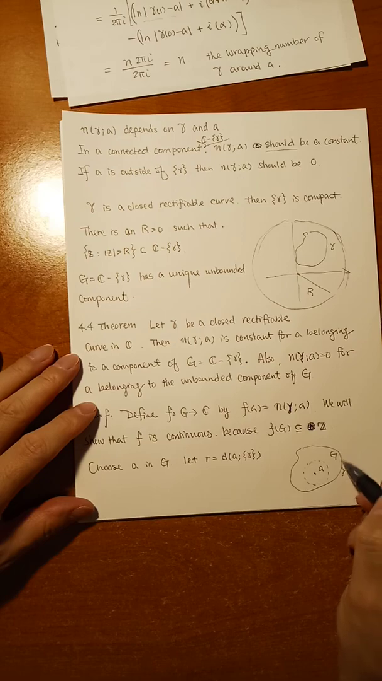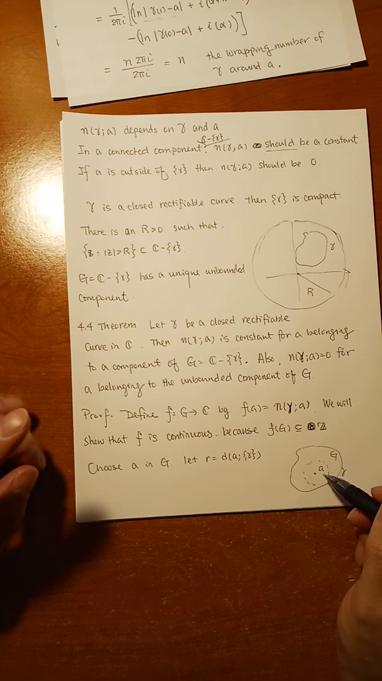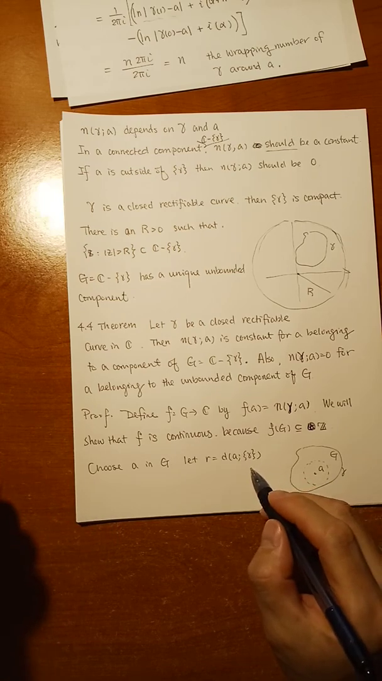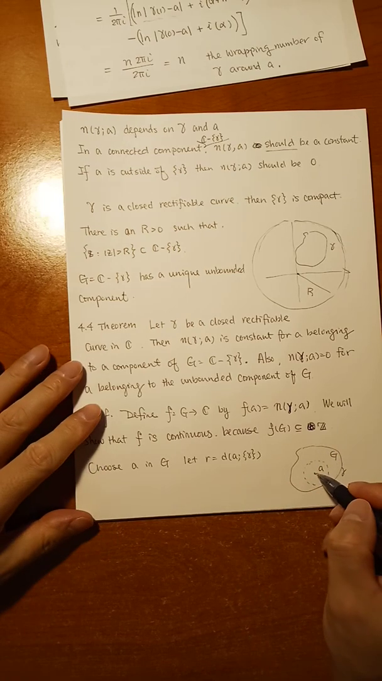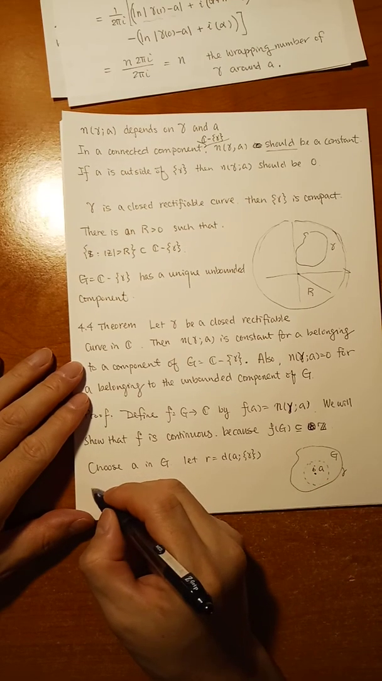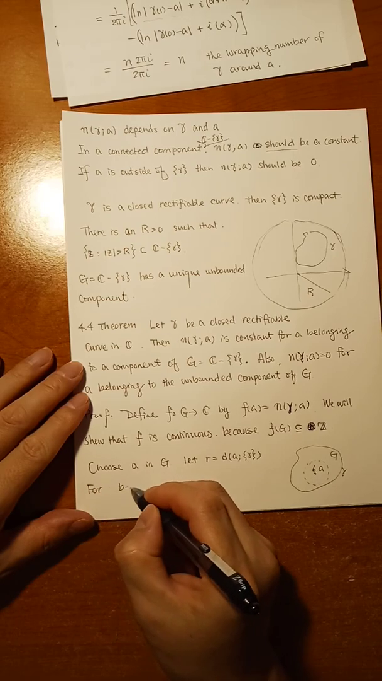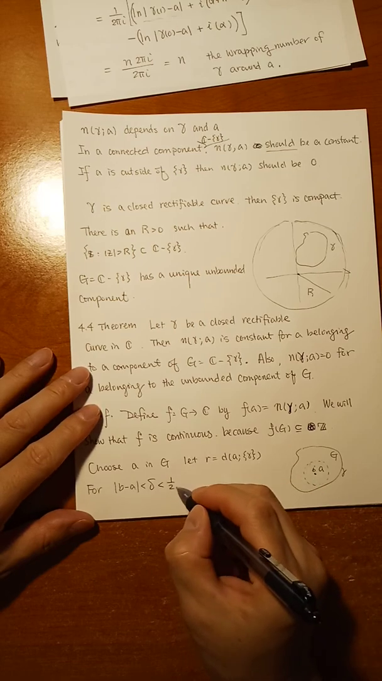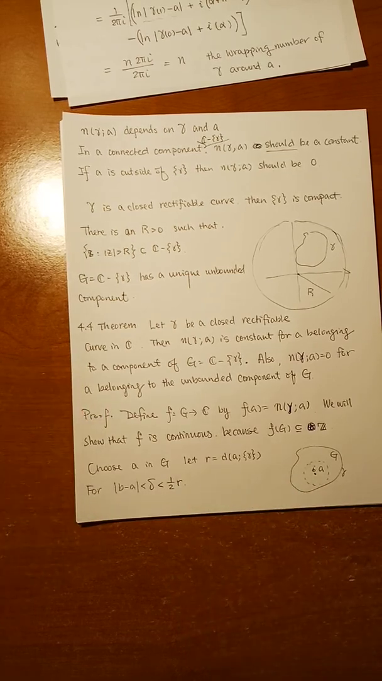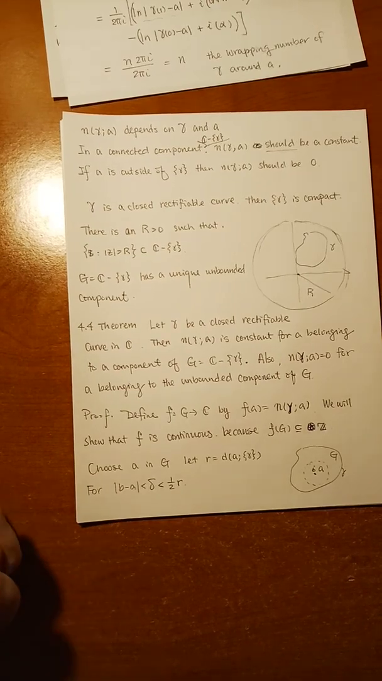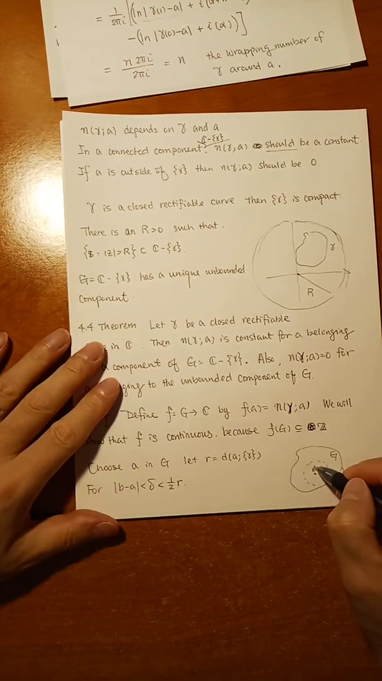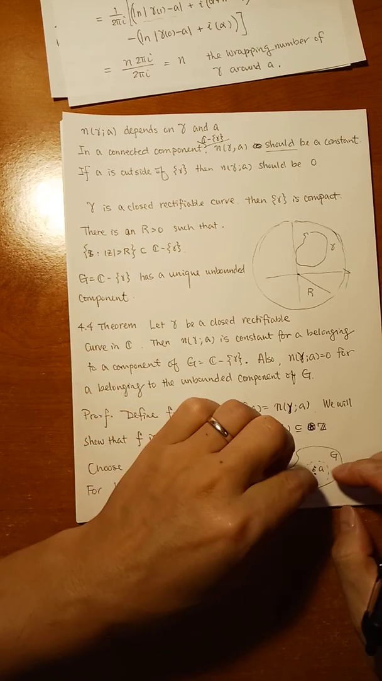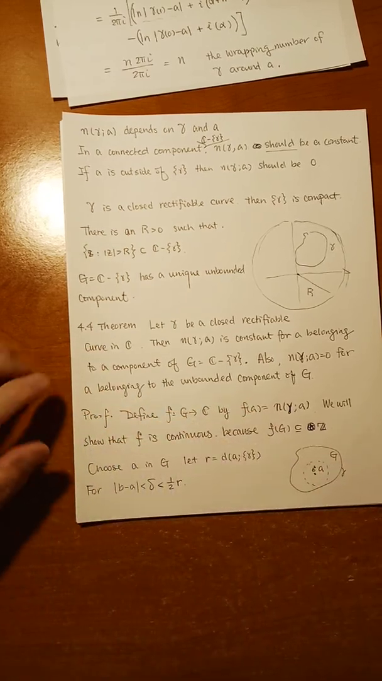Okay, so this boundary is a part of gamma. I'm not saying it's the whole gamma, it's a part of gamma. All right, so this is R. Here at A, we're going to choose B very close to A. So we choose B with |B minus A| less than delta, less than 1/2 R. Very close, in the internal circle.